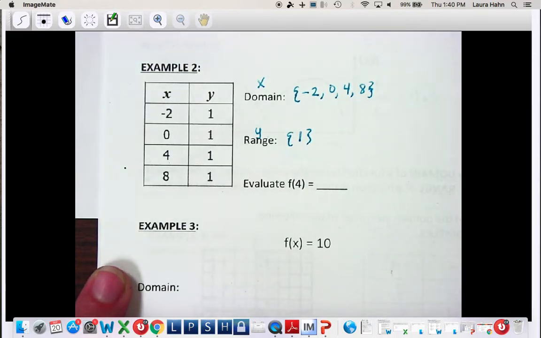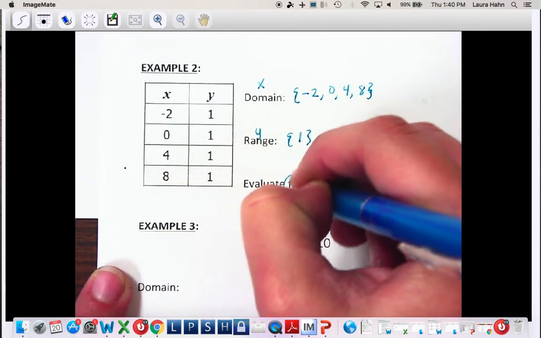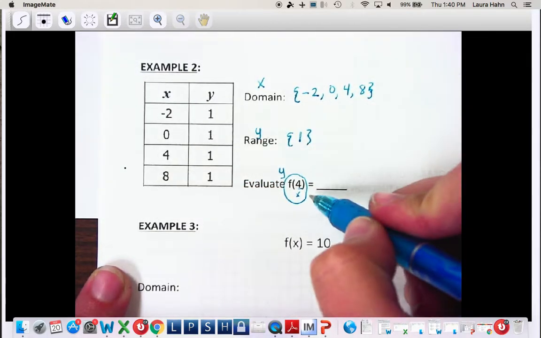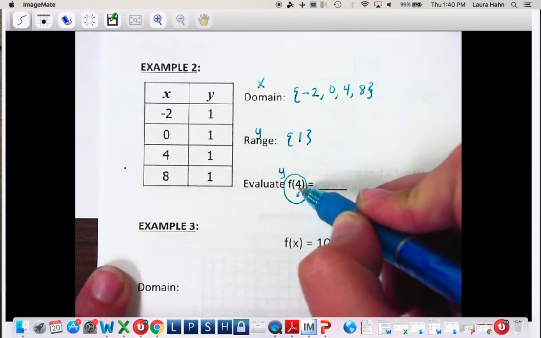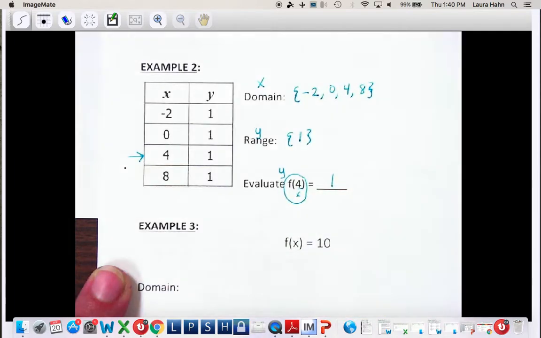All right, so it's telling me to evaluate f of 4. In the parentheses is your x. The whole thing means y. So I need to figure out what y is equal to when x is 4. Well, x is 4 here, y is 1.